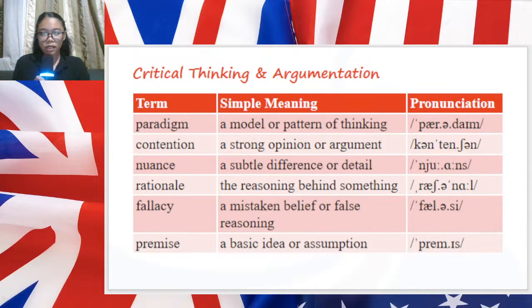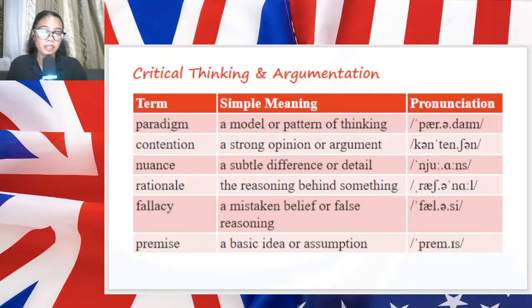The first set of terms is on critical thinking and argumentation. The first term here is paradigm. Again, paradigm. This is a model or pattern of thinking. Basically, a paradigm is a way of understanding the world or a system of beliefs that guides how people think, how people behave, or interpret information. In academic writing, this word often refers to a dominant way of thinking in a field of study.